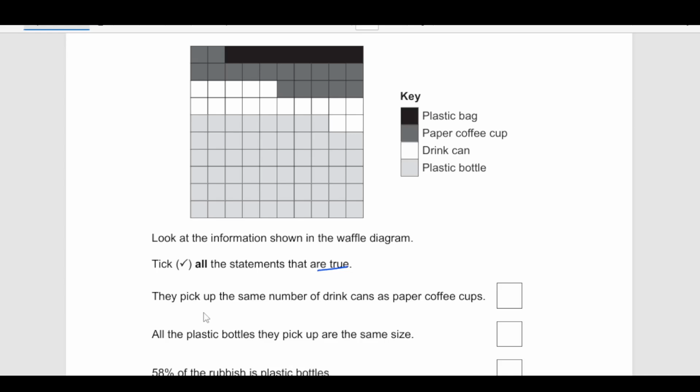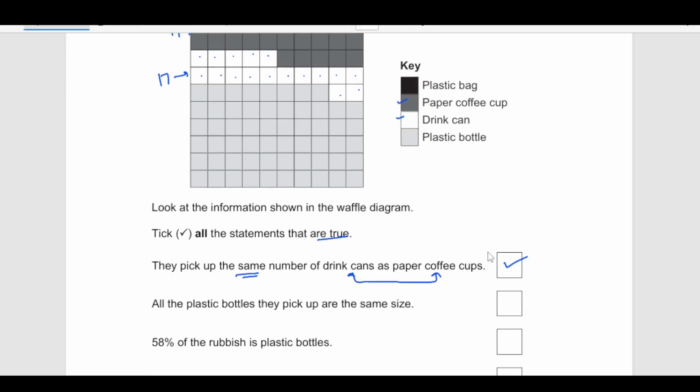They pick up the same number of drink cans as paper cups. So, drink cans are the white ones, and paper cups the grey one. So, we are going to compare this white and the dark grey one. White, we have here 1, 2, 3, 4, 5, 6, 7, 8, 9, 10, 11, 12, 13, 14, 15, 16, 17. So, the white ones are 17. And the paper coffee cups are also 17. If you see, this is 10 plus 5 plus 2, they are also 17. So, yes, they are equal, right.